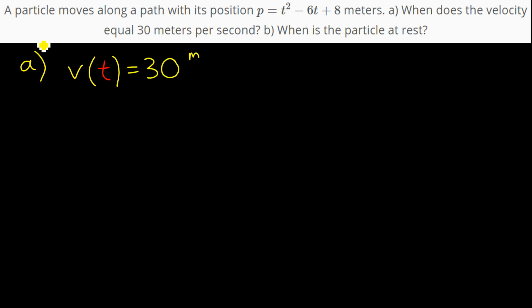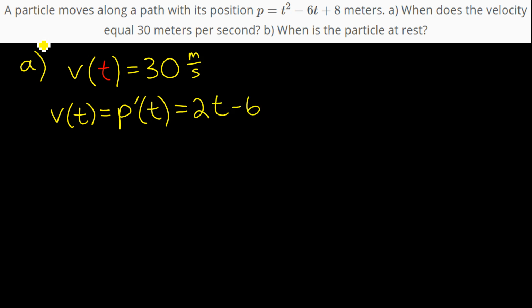So what we have to figure out is, how do we get to velocity given the information we have? Well, we have our position function. Our position function is t squared minus 6t plus 8. So we do know that our velocity function is going to equal the derivative of our position function. So the derivative of p is going to be 2t minus 6.